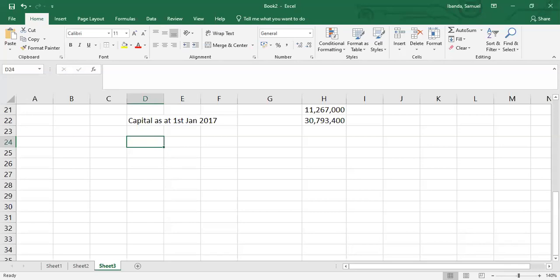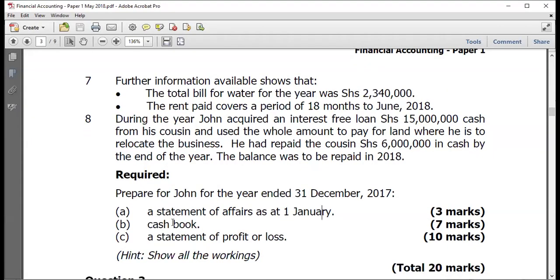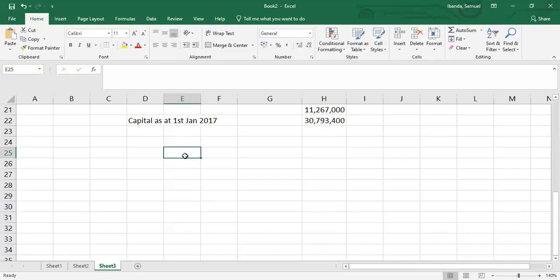The next part of the question is telling us to draw up our cash book, okay? Next part of the question is asking us to draw up our cash book. So basically, John's cash book. A lot of writing, but few marks.